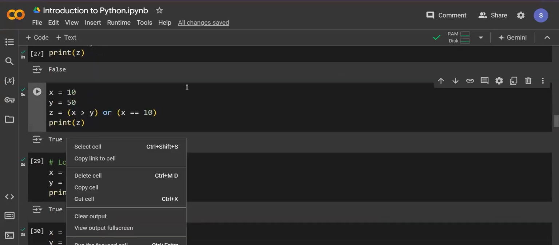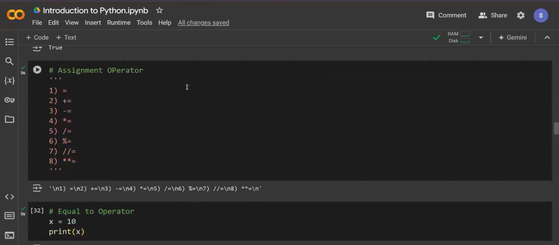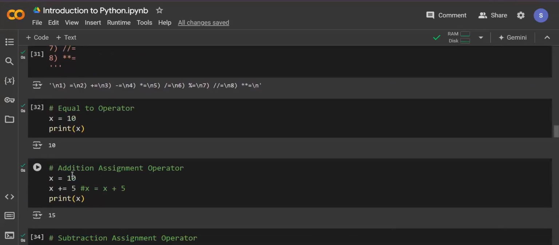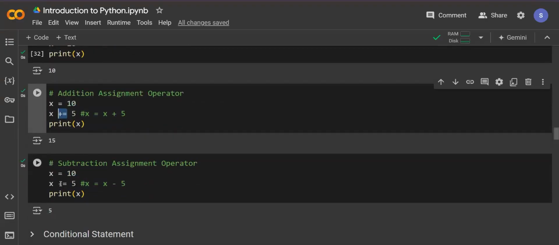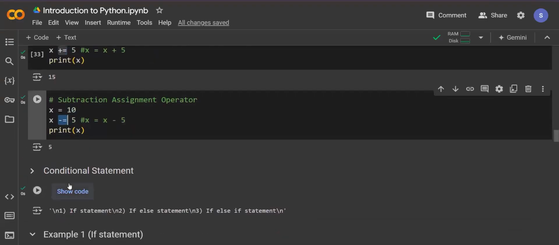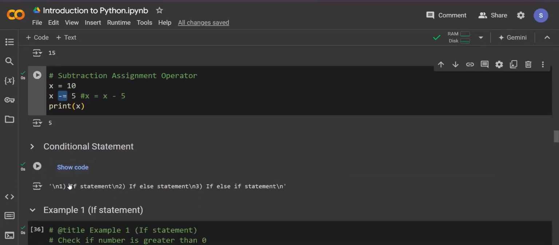Next, let's move on to assignment operator, that is equal to, plus equal to, minus equal to, and all your assignment operators. So instead of writing x is equal to x plus 5, I can write x plus equal to 5. That is the meaning of addition assignment. Same applies for the subtraction assignment, and rest, we can continue with the assignment operators.